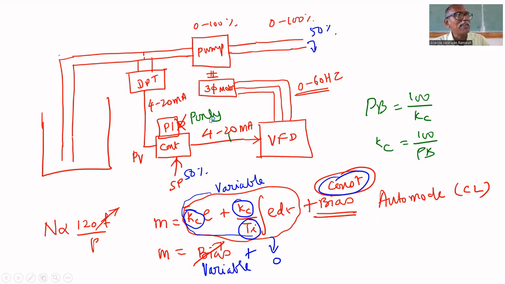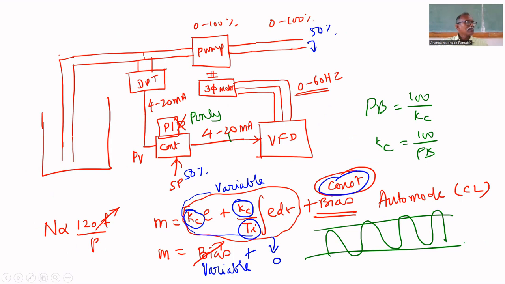Gradually increase the gain. It means what? Gradually decrease PB. At one point, it will exhibit sustained oscillation, which means the amplitude is constant. Note down that K max. Find the period of oscillation. That is called Tu. The value at which it exhibits sustained oscillation is K max. You got K max. You got Tu.